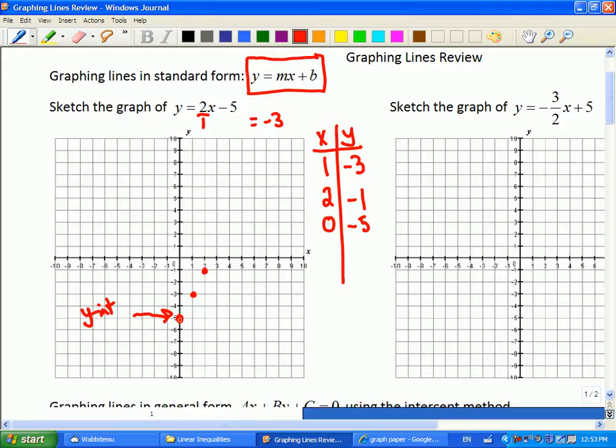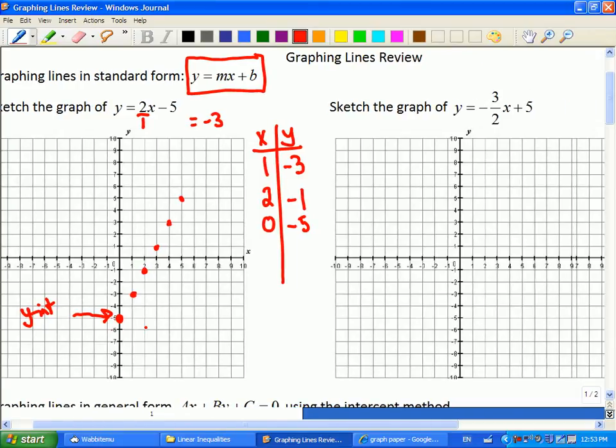So let's see what would happen if I go up 2 and over 1. Oh, look at that. I just landed on one of the points I was supposed to have. If I go up 2 and over 1, I still land on that point. So you can keep doing this as many times as you want to get more points on that line, right? Every time you go 1 over, you end up going 2 higher. So this is what the line's going to look like if we put all that together.